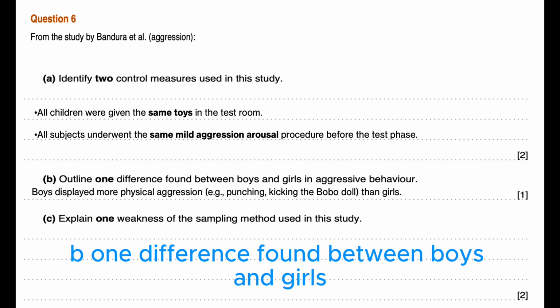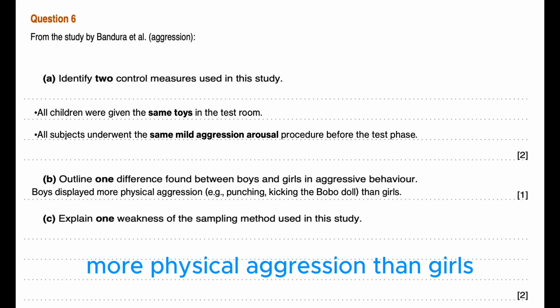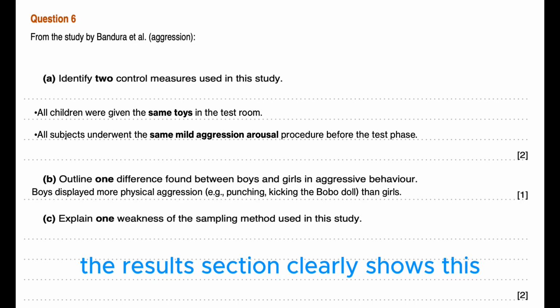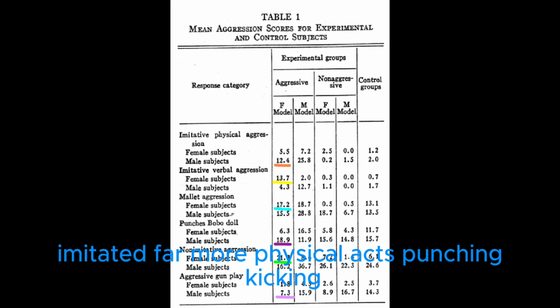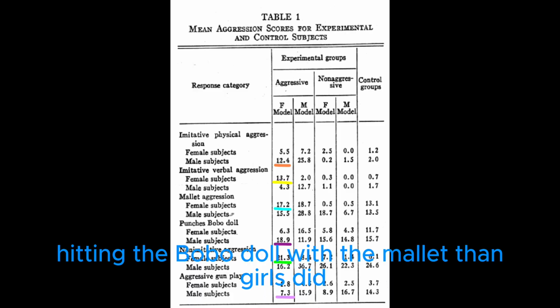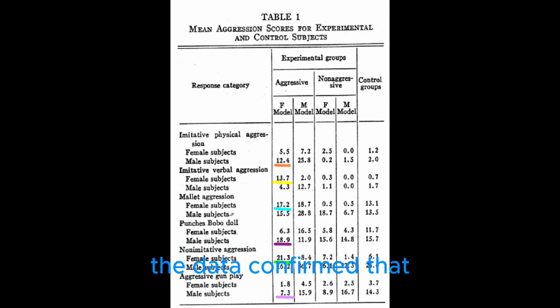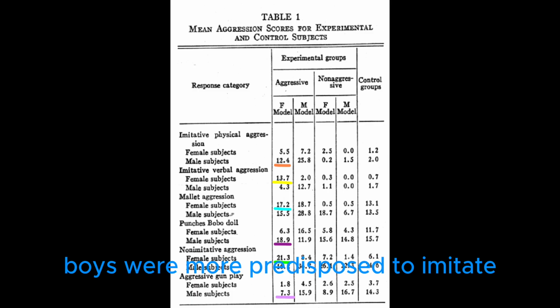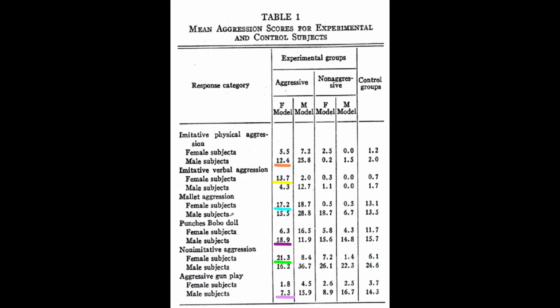B. One difference found between boys and girls in aggressive behavior was that boys displayed more physical aggression than girls. The results section clearly shows this. Boys who saw the aggressive model imitated far more physical acts, punching, kicking, hitting the Bobo doll with the mallet, than girls did. The paper notes that aggression is a highly masculine-typed behavior, and the data confirm that boys were more predisposed to imitate physical aggression, especially when the model was male.